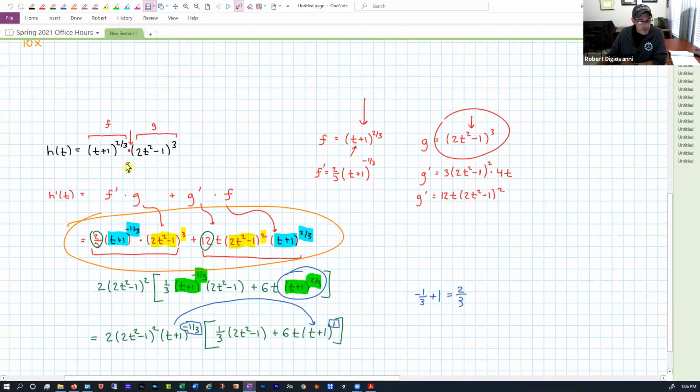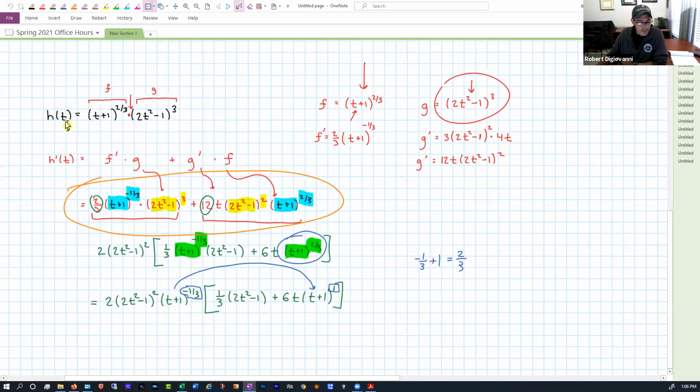All right, so for number 19, you have h of t is (t plus 1) to the 2/3 times (2t squared minus 1) to the 3rd. So what you first have to recognize is that you have a product between two things. And since you have a product between two things, you're going to treat the entire first factor as f and the second factor as g. And that means to take the derivative of h, you have to do the product rule. Does that make sense? Okay.